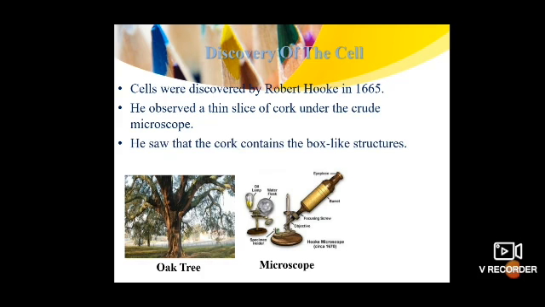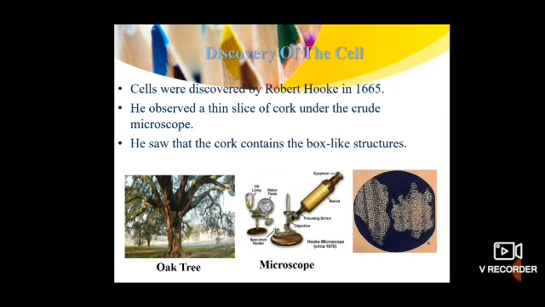And what did he see when he observed it? He observed that this thin slice of cork contains box-like structures. These boxes were separated from each other by partitions. These are the box-like structures. He observed these box-like structures under his crude microscope, and he later called them cells.